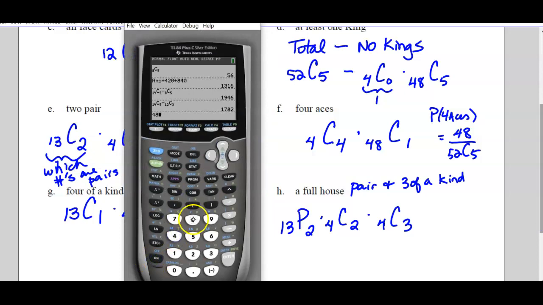So 48 divided by 52C5. That's because if you're trying to figure what your opponent could have, then you know they don't have any cards that you have. We're just doing it in general. Okay, 1.85 times 10 to the negative 5.